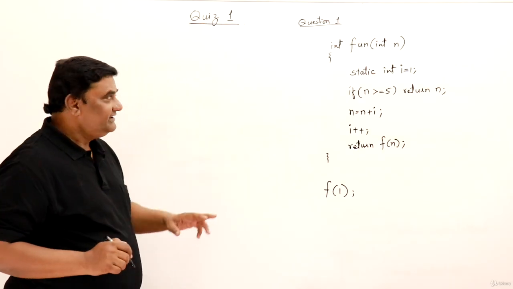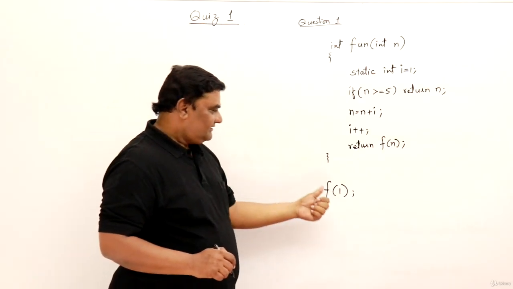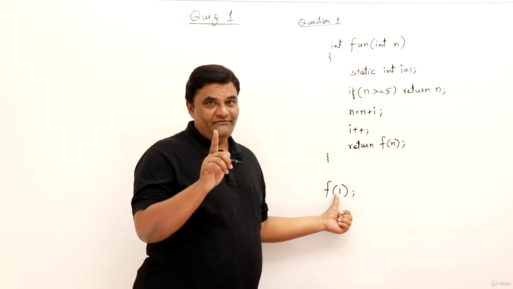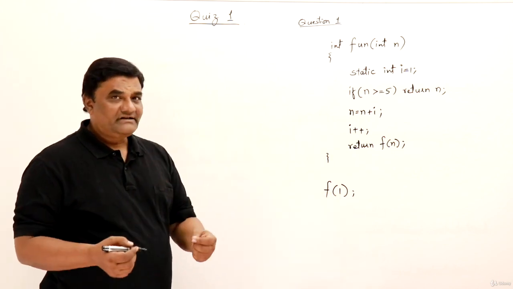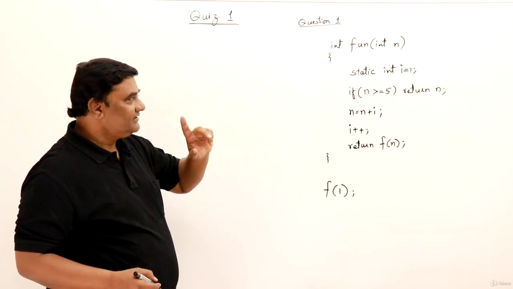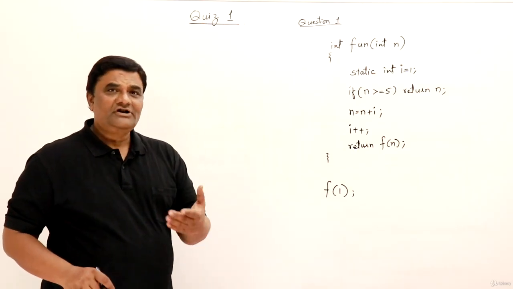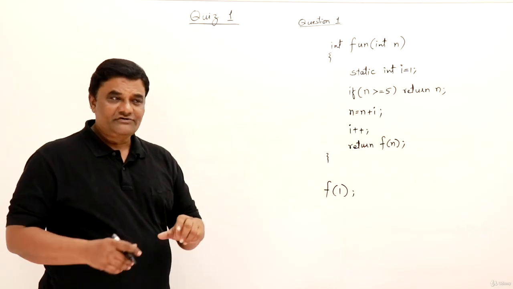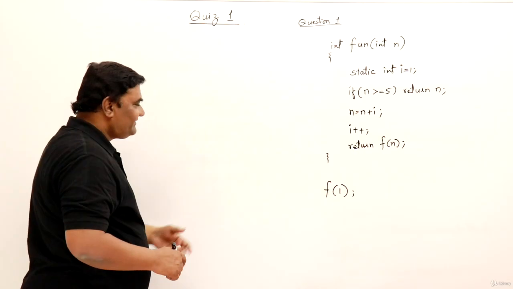I have the first question here. This is a recursive function, and this is called for f of 1. We want the result: what will the function return if it is called for 1? Recursive function, how to trace, I have already shown you. So the tracing tree will be prepared. Let us start preparing the tracing tree.